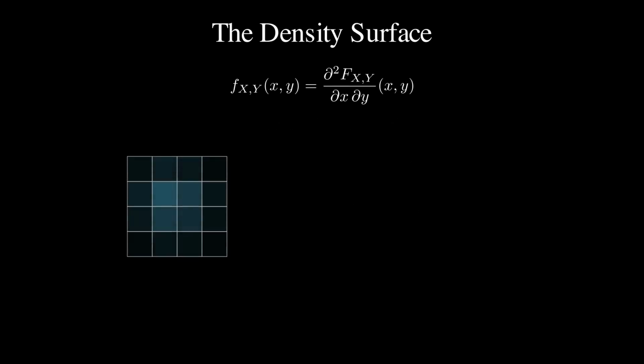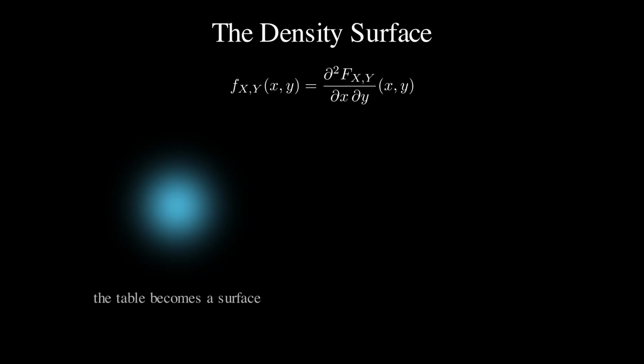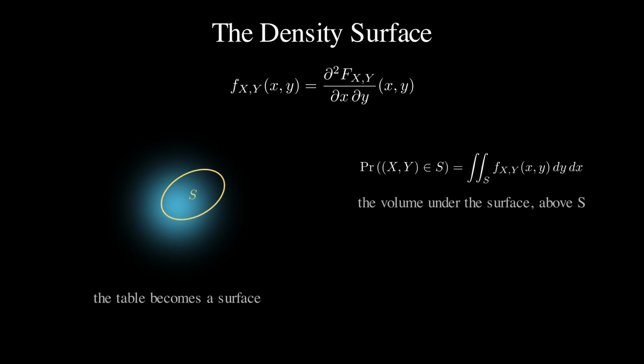Now the picture to keep. When we built the joint PMF table, it stacked a lump of mass on each cell. Let the cells shrink and multiply, and the table melts into a surface, a height above every point of the plane, tall where the pair is likely, flat where it is not. And probability becomes volume. The probability that the pair lands in a region S is the double integral of the density over S, the volume trapped under the surface directly above the region. When S is a rectangle, the volume is the familiar iterated integral, x from a to b, y from c to d.